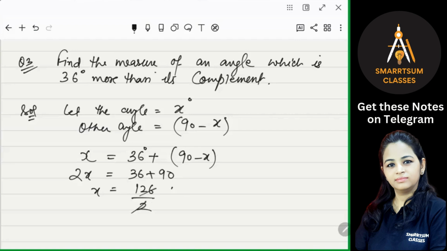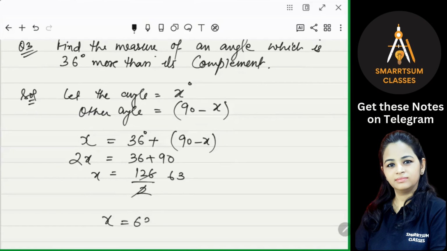Getting it? So that's how we get the value of x. So the angle is 63. Now you can find out the complementary angle also, that is 90 minus 63, which is 27. Okay, is that clear?